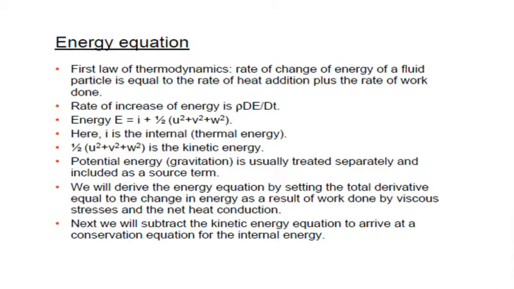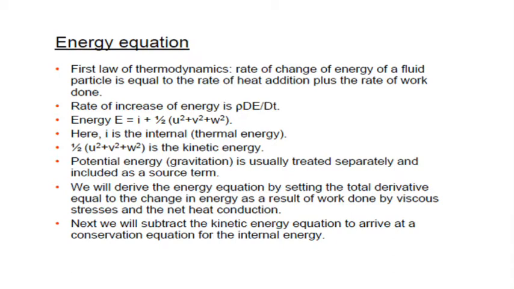The energy is given as I plus 1 by 2 of u square plus v square plus w square. Here I is the internal energy, that is the thermal energy. 1 by 2 of u square plus v square plus w square is the kinetic energy. Potential energy is usually treated separately here and will be included as a source term.